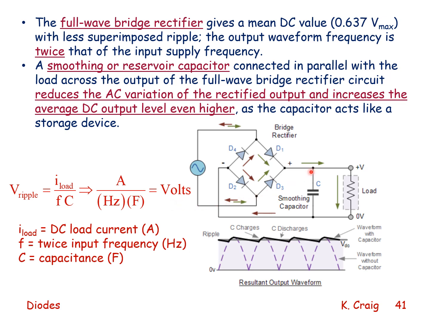So we see here our full wave bridge rectifier with the 4 diodes, smoothing capacitor, load resistance. The waveform without the capacitor is shown by the dashed line, and we see the waveform with the capacitor is shown here with a greatly reduced ripple.